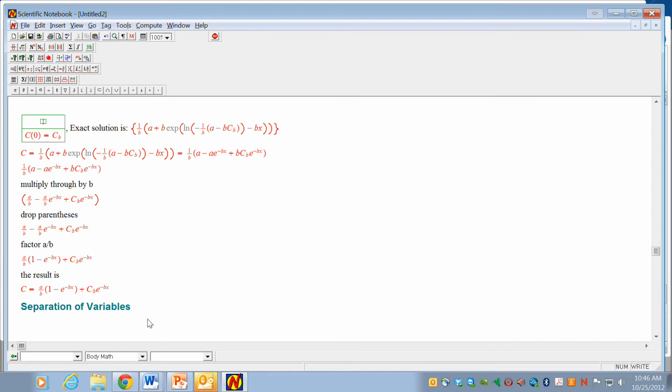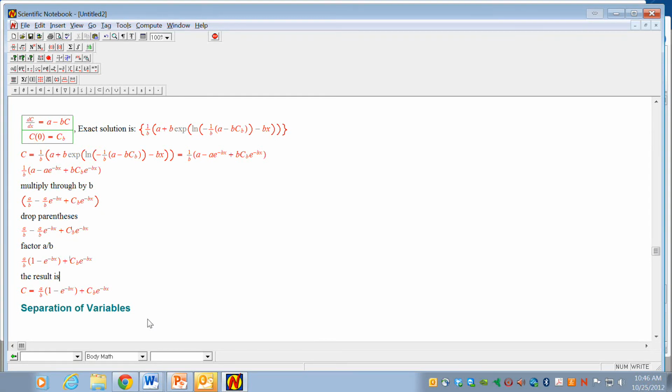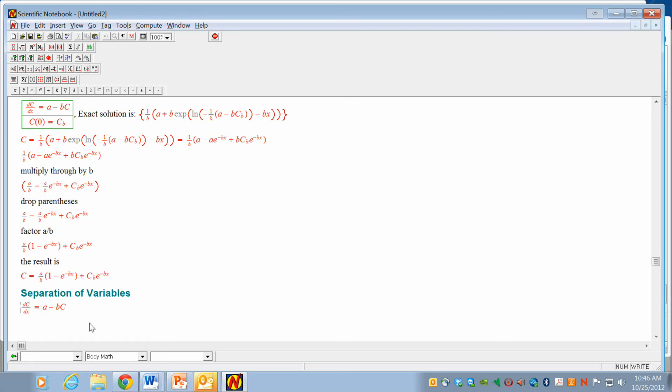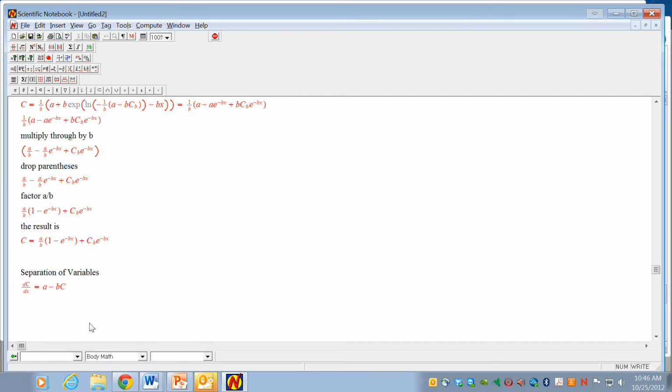And so Scientific Notebook offers the ability to check this method, and in some cases, as we'll see, it can't solve the equation using the built-in ODE solver, but we can still do it using separation of variables. So here's the way this is going to work. We have this equation here, this ordinary differential equation.